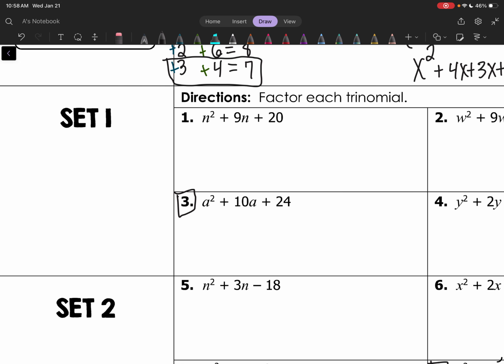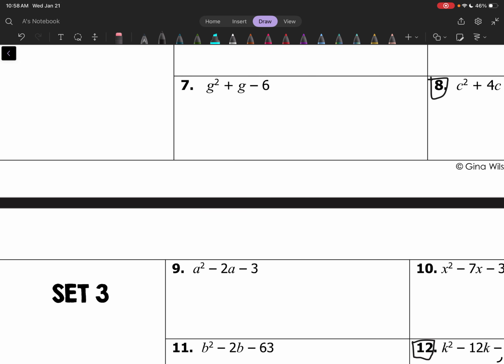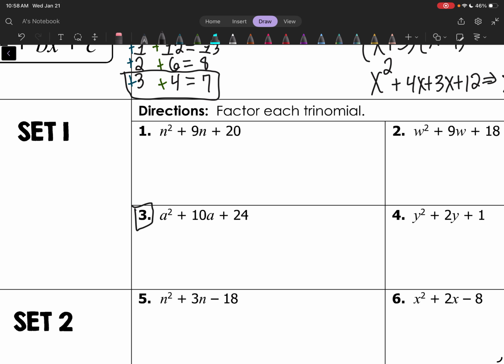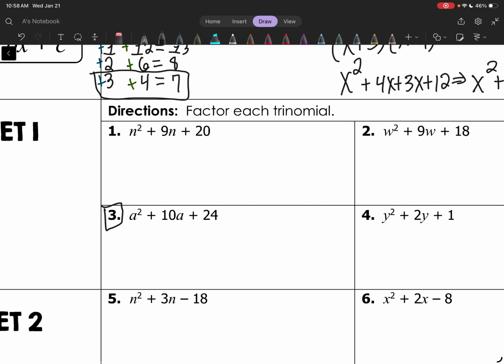I'm going to do one problem per each of these 4 sets. Then I'm going to give you a moment to pause it and to work the other 3 problems. Once we do all 4 sets, I'll go back and show you the answers to check your work.